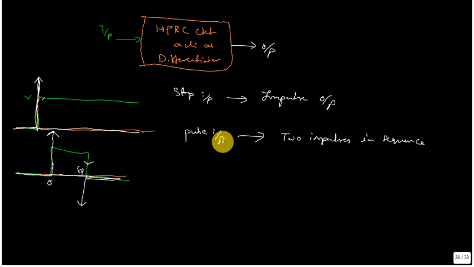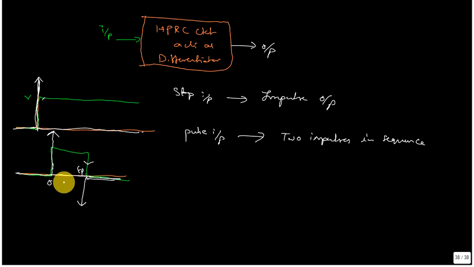For this, at t equal to 0, there is a positive impulse. At the start of the pulse there will be an impulse, and at the end of the pulse there will be one more impulse. Whether it is a positive or negative impulse depends on the direction of the input. If the input is increasing, it gives a positive impulse. If the input is decreasing, it gives a negative impulse. So, two impulses for a pulse input.